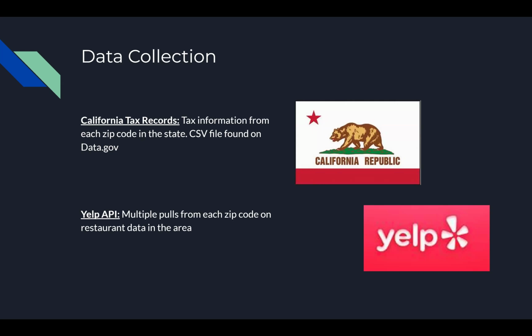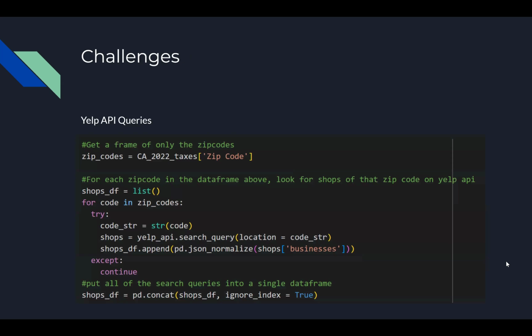Then I also used the Yelp API pull from what we did in class to get restaurants from certain areas. A challenge that came along with this was the Yelp API poll actually lets you do 20 restaurants per poll. So I had to take each zip code from the California tax records and iterate through, searching for each zip code in the Yelp API so I could get all those restaurants. And then I had to concatenate all those data frames at the end.